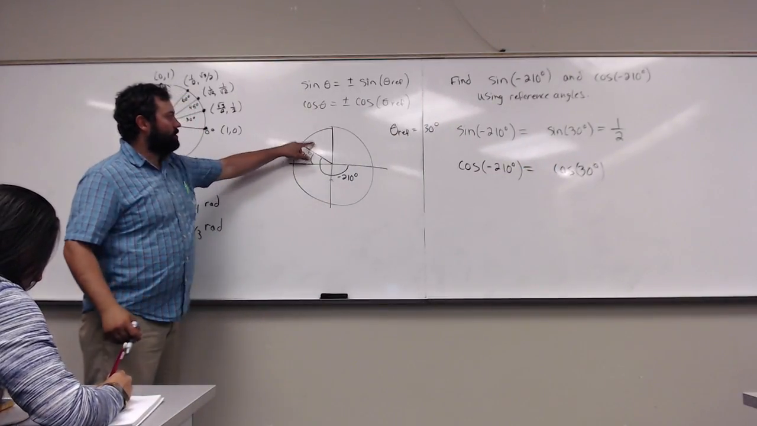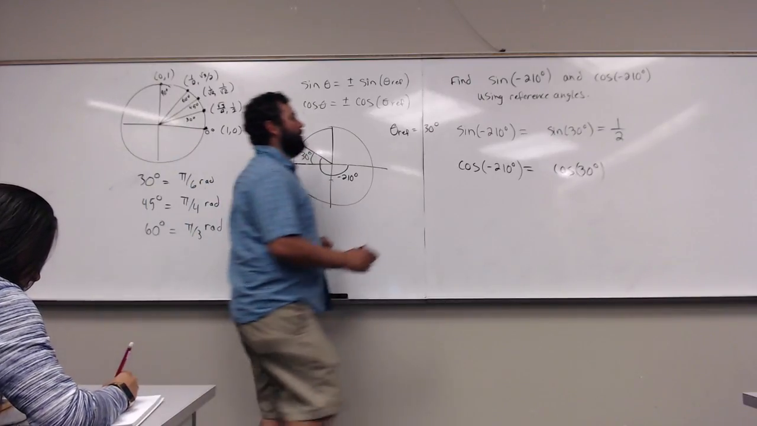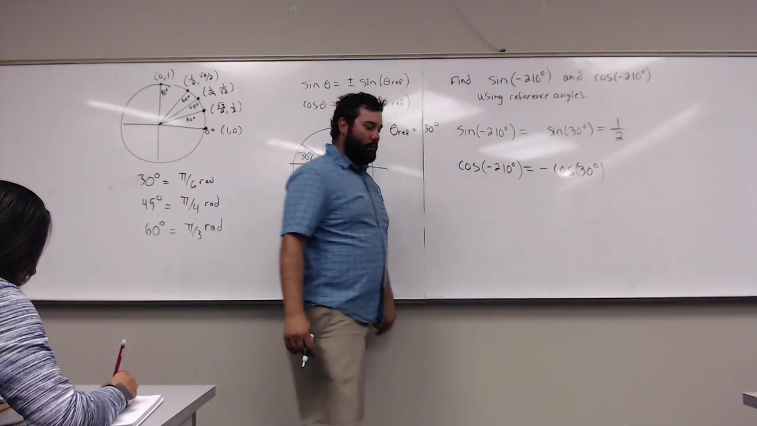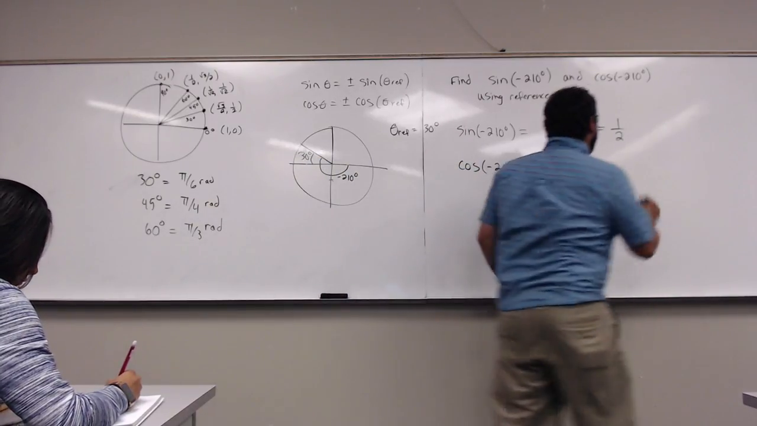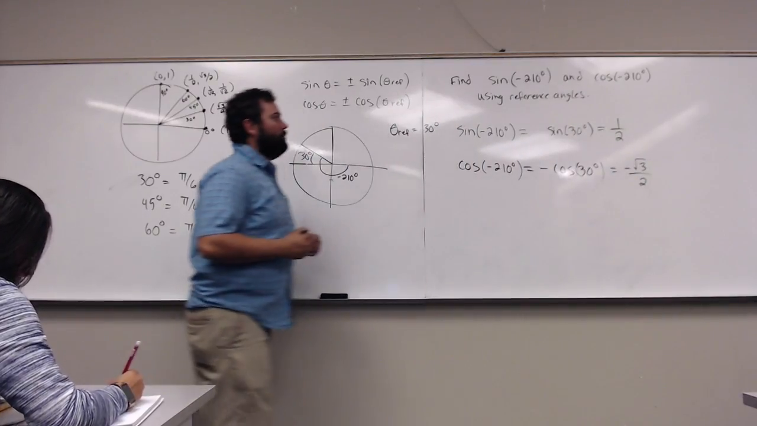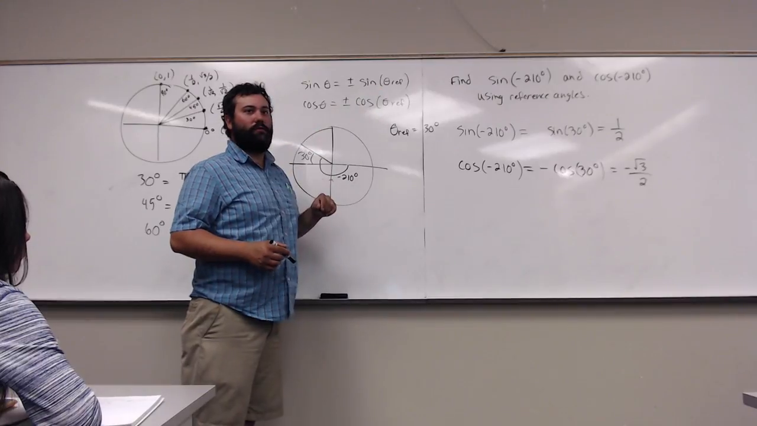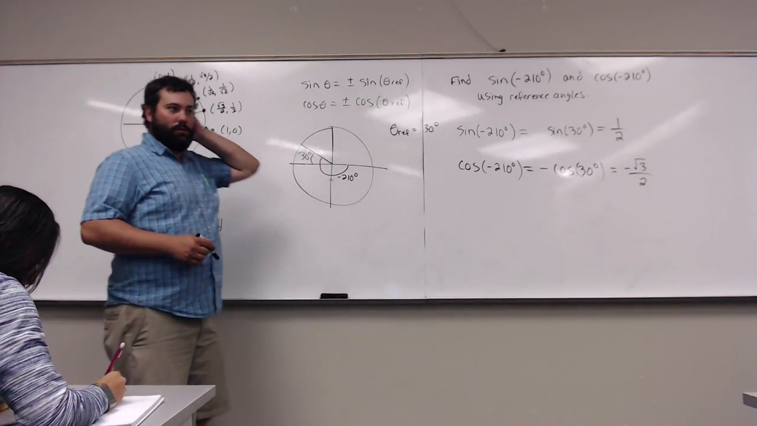Well, if you're in the second quadrant, the x-coordinate of this point would be negative, so you would do minus cosine of the reference angle. In this case, you'd get minus root 3 over 2. So I need to be seeing you write sine of theta is plus or minus sine of the reference angle.